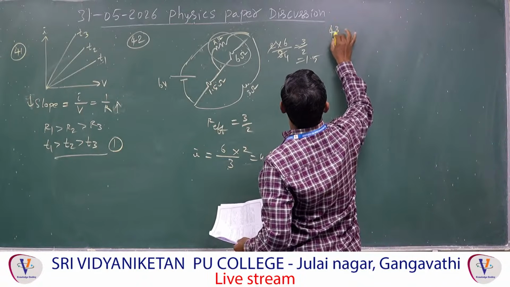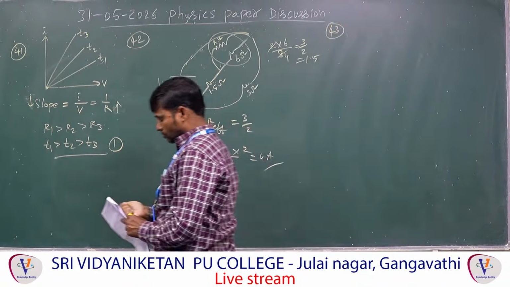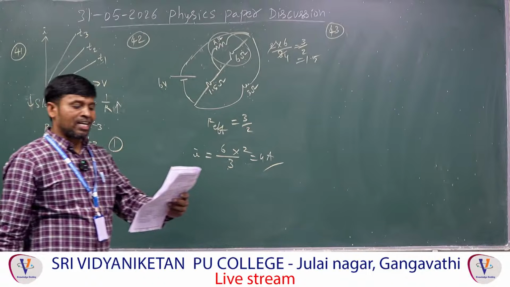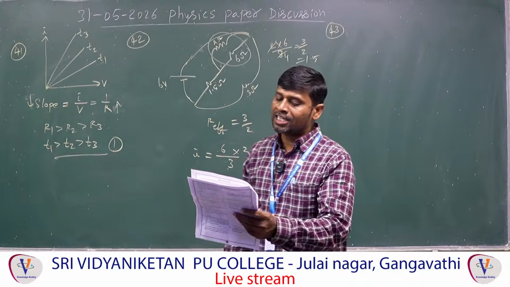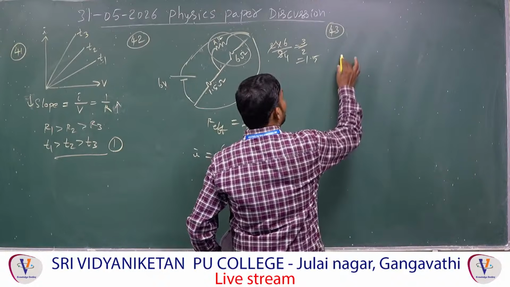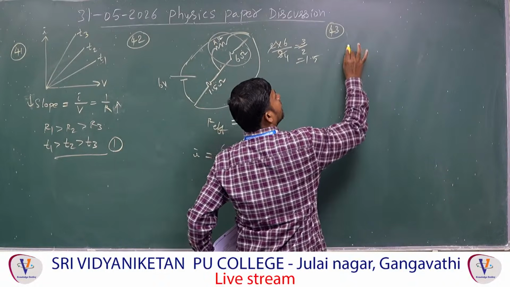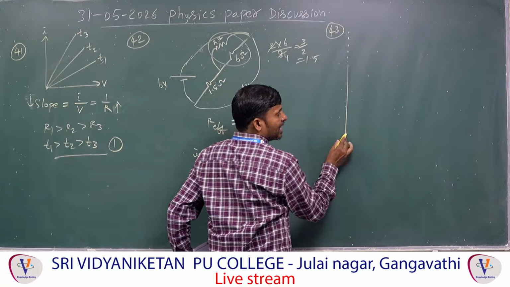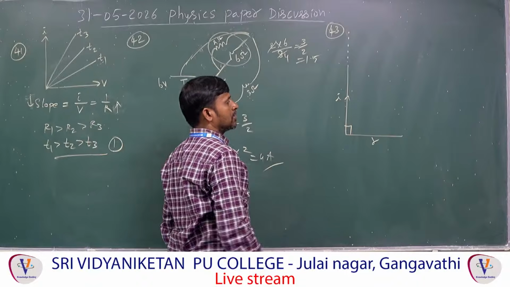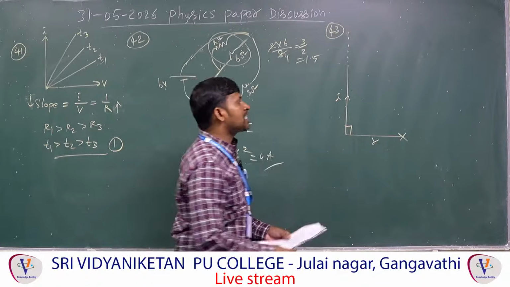43. A current I is flowing in an infinite length long straight conductor. R is the perpendicular distance from the lower end of the conducting wire. Actually, this is an infinite length wire, but the perpendicular distance from the lower end is R, and the current flowing is I.